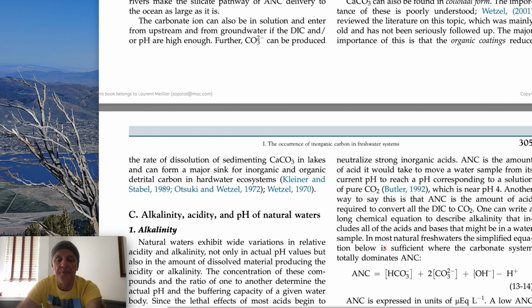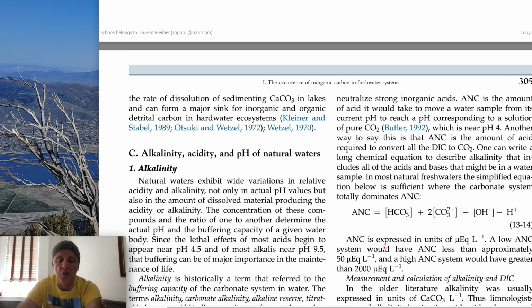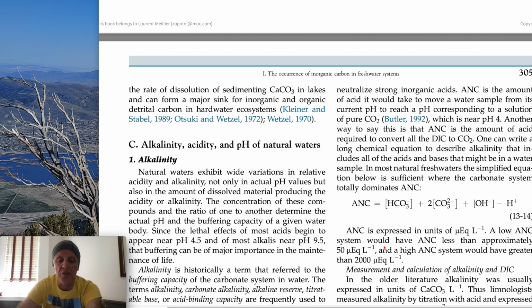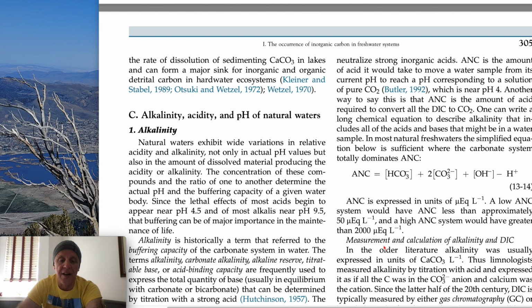C. Alkalinity, acidity, and pH of natural waters. Alkalinity. Natural waters exhibit wide variations in relative acidity and alkalinity, not only in actual pH values, but also in the amount of dissolved material producing the acidity or alkalinity. The concentration of these compounds and the ratio of one to another determine the actual pH and the buffering capacity of a given water body. Since the lethal effect of most acids begins to appear near pH 4.5 and of most alkalies near pH 9.5, that buffering can be of major importance in the maintenance of life.